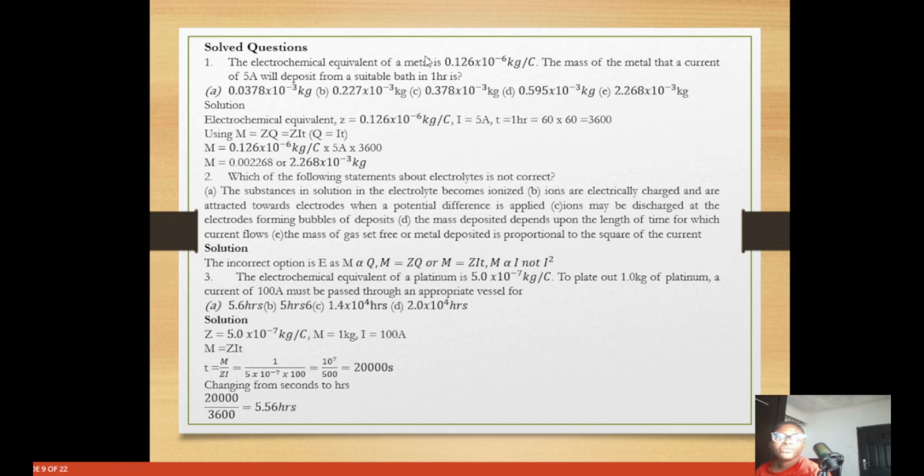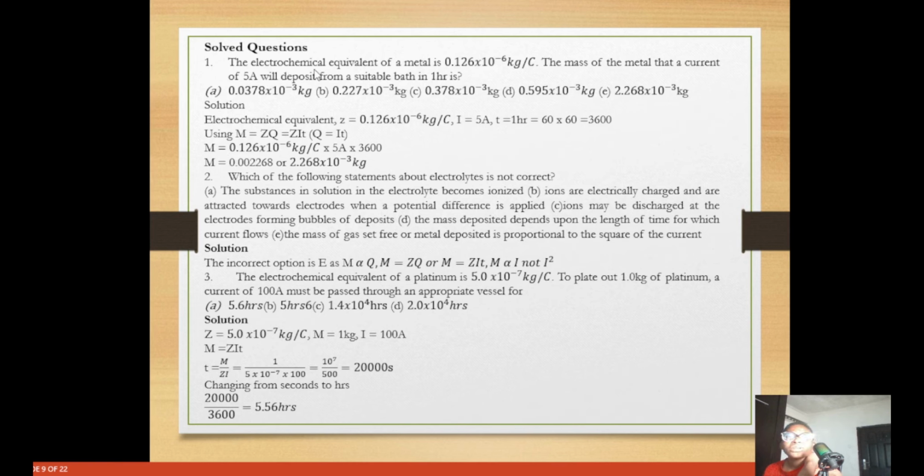You know that we have to convert the hour to seconds. So using our formula, M equals ZIT, we'll be able to get our mass. What is our Z? Our Z is 0.126 times 10 to the power minus 6. What is our I? Our I, the current, is 5 ampere. And the time in seconds: if you want to convert hour to seconds, we multiply by 60 and 60, which gives us 3,600. Multiplying all these together gives us the mass.